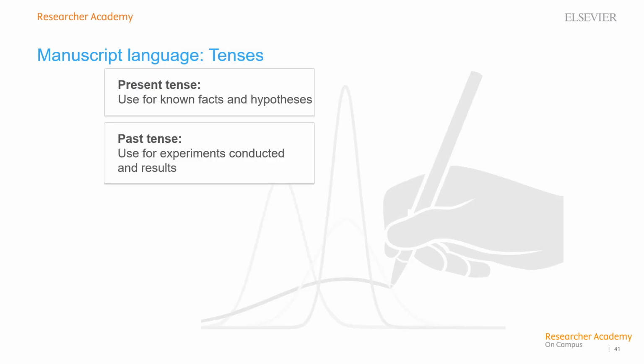You must also take care to use the proper tenses when describing your work and findings. The present tense should be used for known facts and hypotheses. The past tense should be used for describing experiments that have been conducted and the results of these experiments. Be consistent and correct in your use of tenses. This makes your paper much easier to understand for the reader.